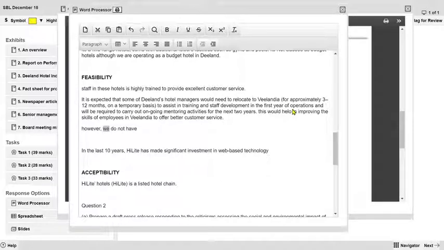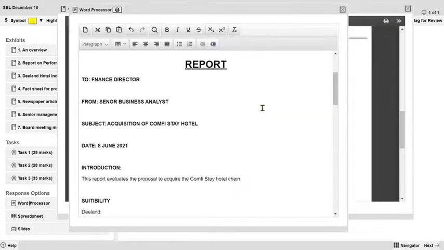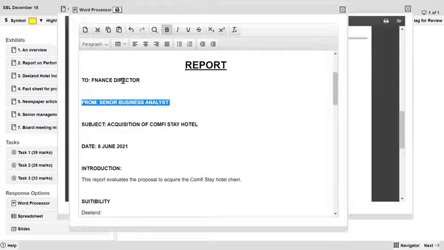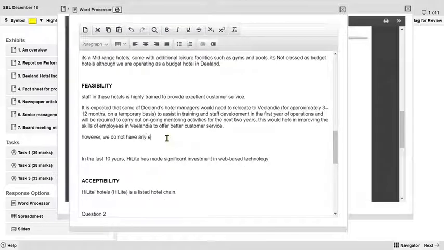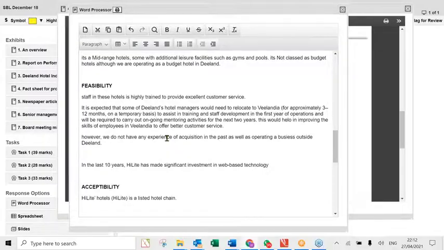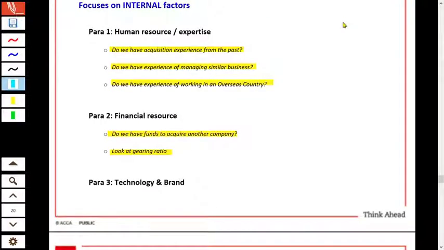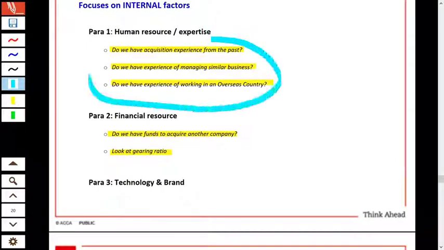Why do you say Highlight? Oh no, Umar is saying Highlight. We is better. And why is we better? Because who is writing this report? Senior business analyst. And he's from the same company, right? As the finance director. So we can say we, because I'm an internal person. However, we do not have any experience of acquisition in the past, as well as operating a business outside D-Land. I picked up this point from here. Okay, there. From here.